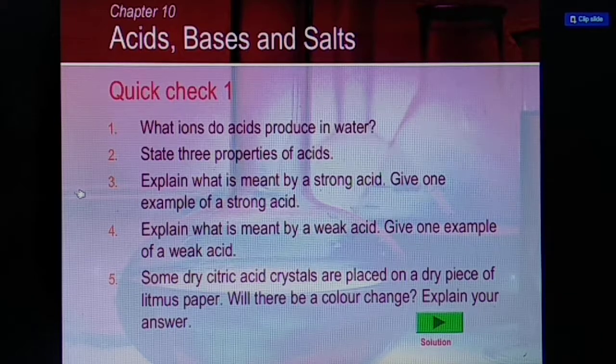And a quick check 1, the 5 questions on the chapters acid, base and salt.